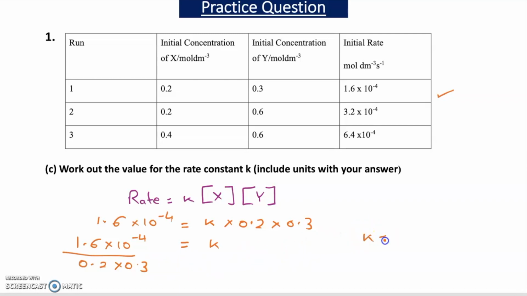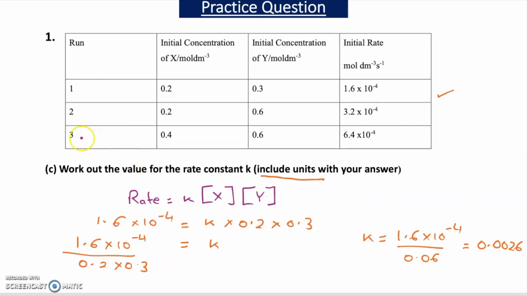And therefore, that is 1.6 times 10 to the minus 4 divided by 0.06. And if I put these into the calculator, I would get a value for k which is equal to 0.0026. Now I must include units with my answer. So let's now work out the units.